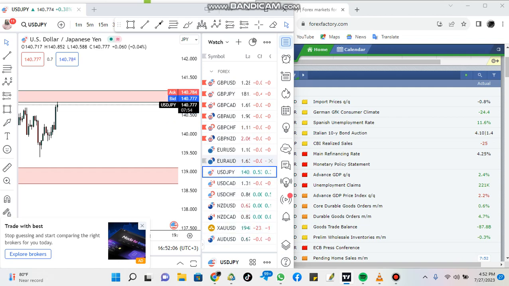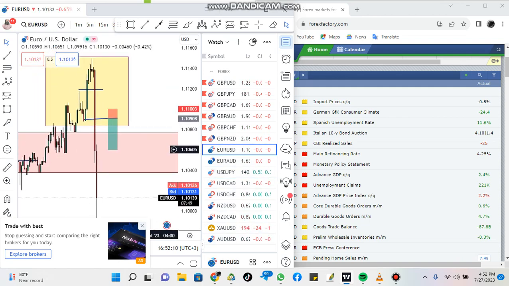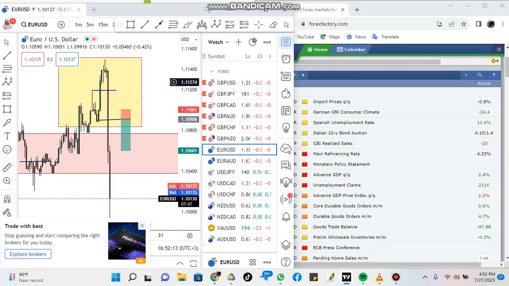Euro USD, where is it? Euro USD. So now you can see Euro USD, what happened to it here when the fundamental news was released. So when it is positive and the US dollar is not the main currency, expect it not to give it to you in a positive way. It will go red, it will go on a sell. So that is how you can see this.